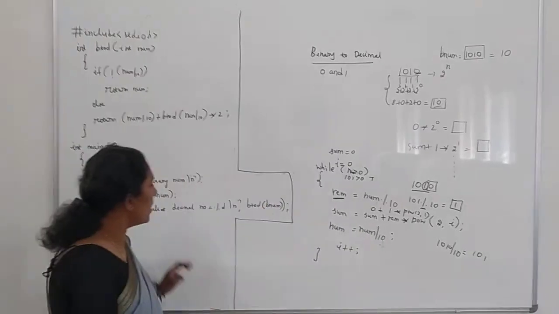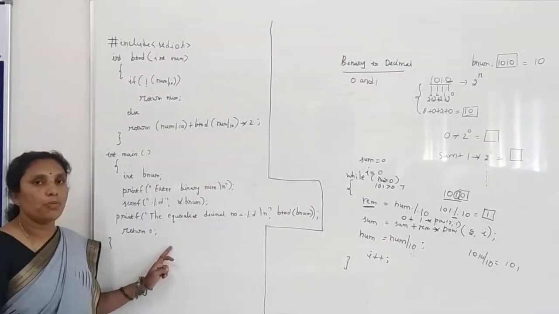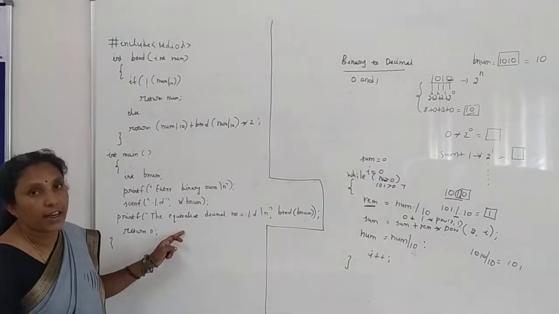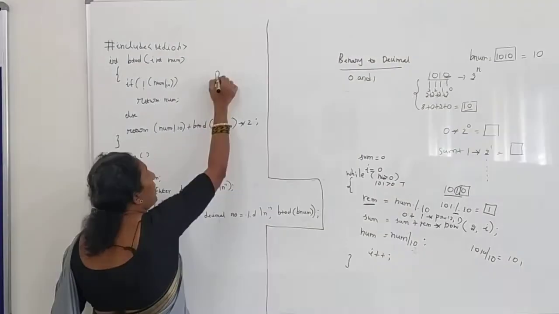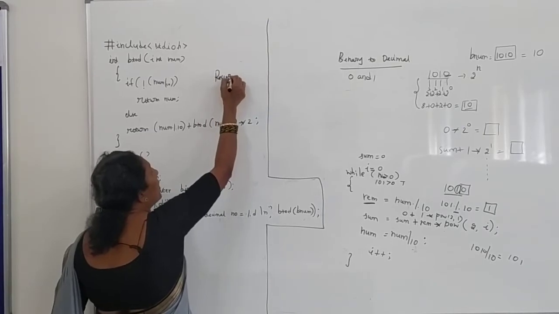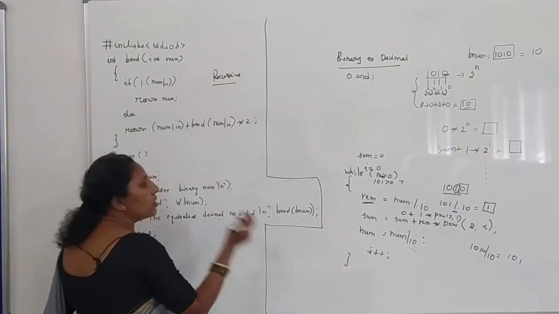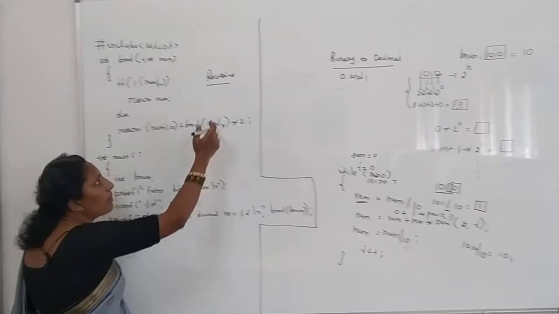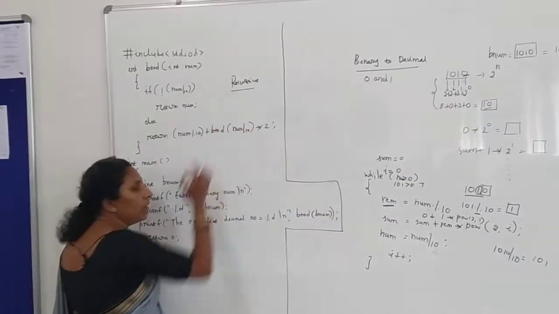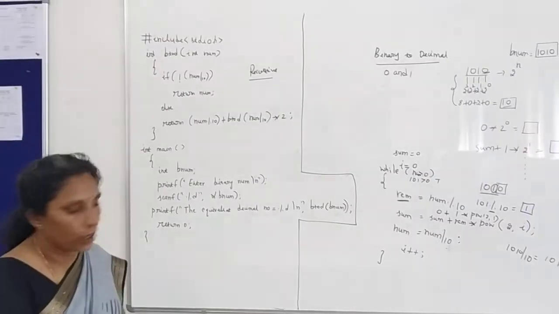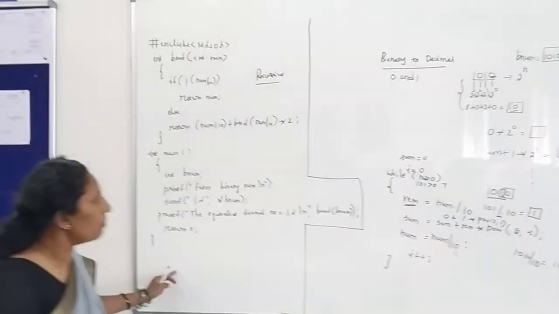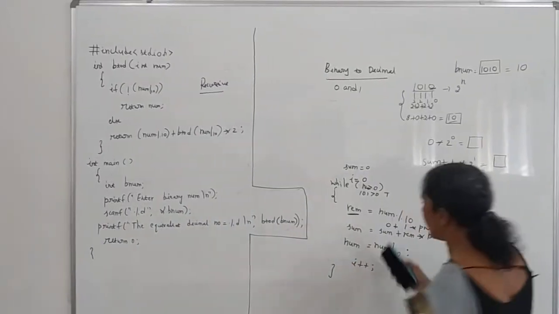But here in the lab program we have to perform the binary to decimal conversion using recursive functions, using the recursive method. The same logic, but we implement the program with the help of a recursive function. This is actually the C program. Let me trace this program using the recursive function with the same logic.